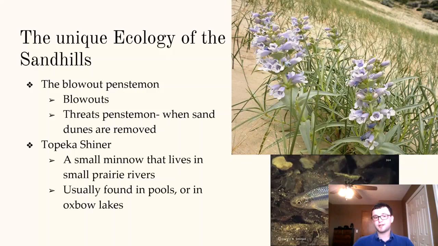So the Topeka shiner is a small minnow that lives in pools and oxbow lakes out in the sandhills. And as we see the shrinkage of these pools and lakes, as I'll get to later, we also see the endangerment of the Topeka shiner.